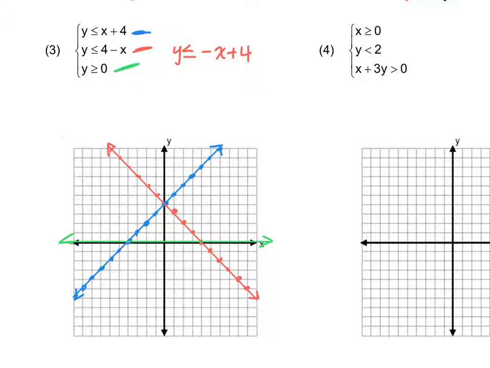below x plus 4, so below the blue, also below the red, but above the green, so in the middle. All right.